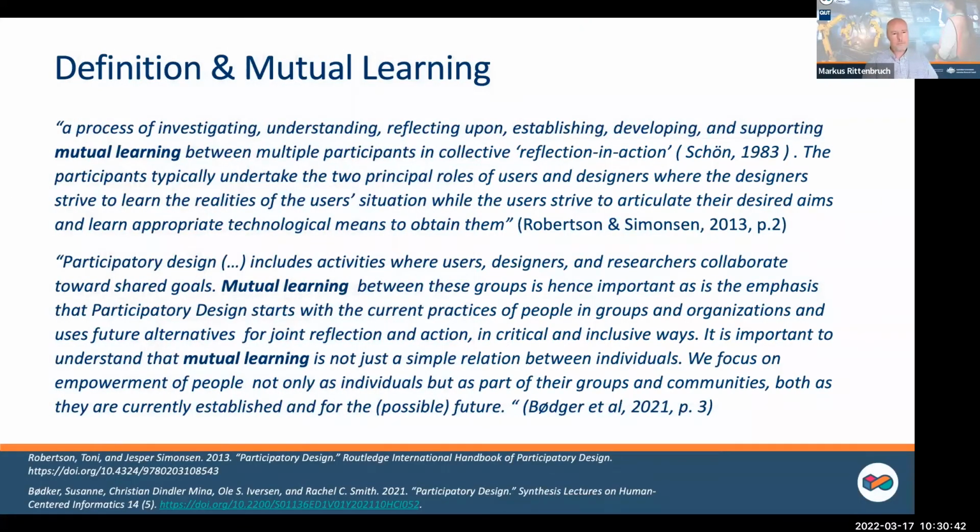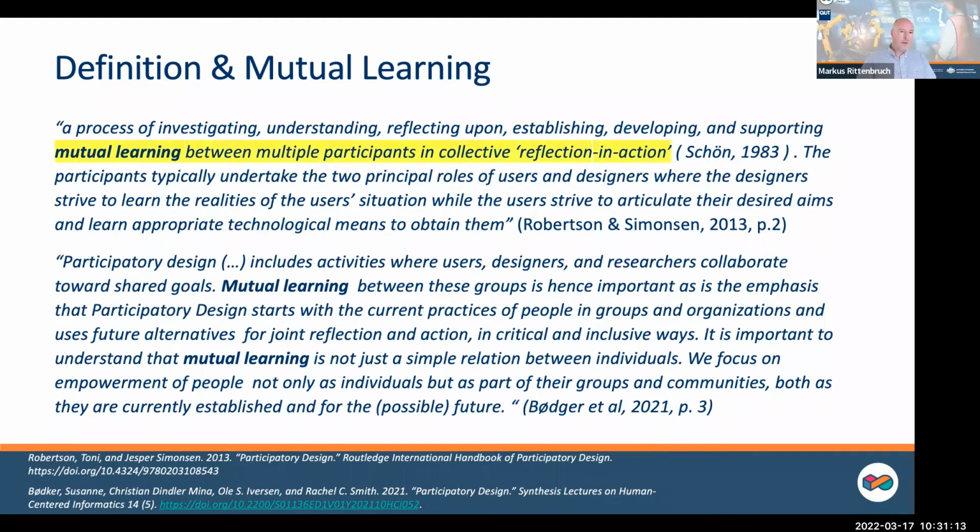All right, so here's a bit of a wall of text, my apologies. But I think these are two definitions of PD. And there's one aspect I want to highlight here. I'll give you a few seconds to maybe look at the definitions. So the first one is from Robertson and Simonsen in their seminal textbook on participatory design. And the second one is from Böttger and colleagues, a recent textbook on PD.